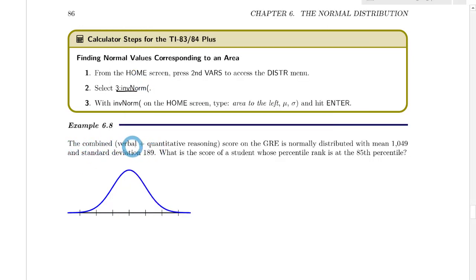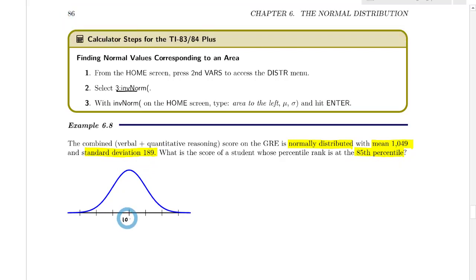The combined verbal and quantitative reasoning score on the GRE is normally distributed with a mean of 1049 and standard deviation of 189. What is the score of a student whose percentile rank is the 85th percentile? So there's a few things. The first thing I would tell you is that we know the data is normally distributed. We know the mean is 1049 and the standard deviation is 189, and we're looking for that barrier, the 85th percentile.